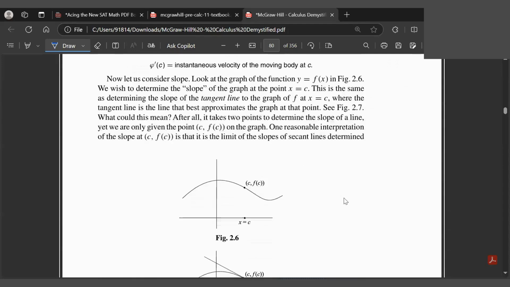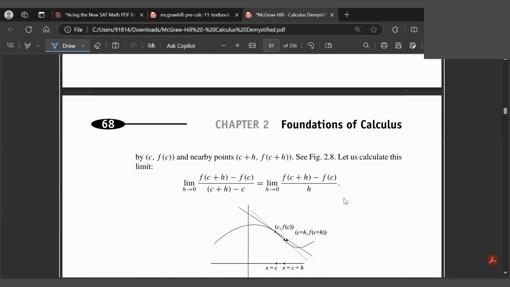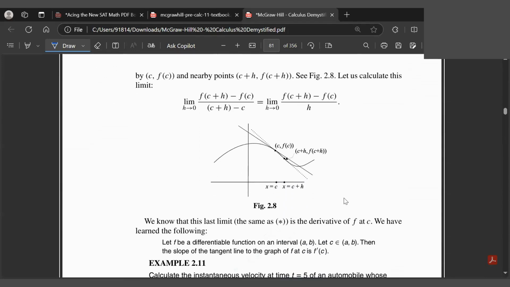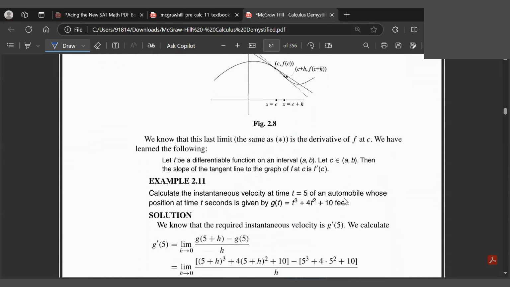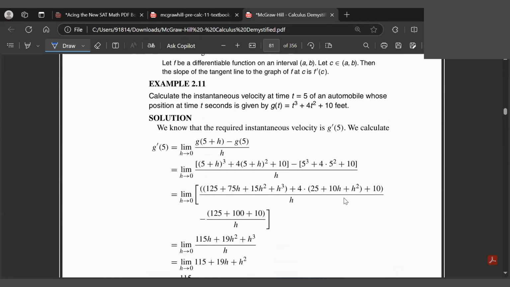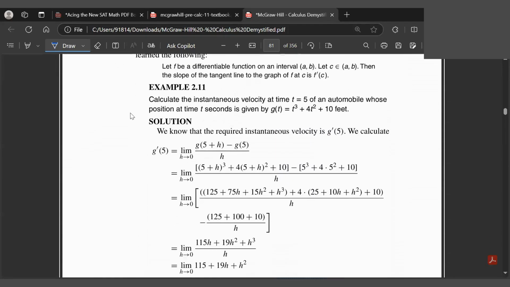These are all the very basic ones. We'll go to the examples only, so I think you will relate better. So this is example 2. Calculate the instantaneous velocity at time t equals 5. So what we are given here is a particular point, t equals 5. We have to find the velocity.